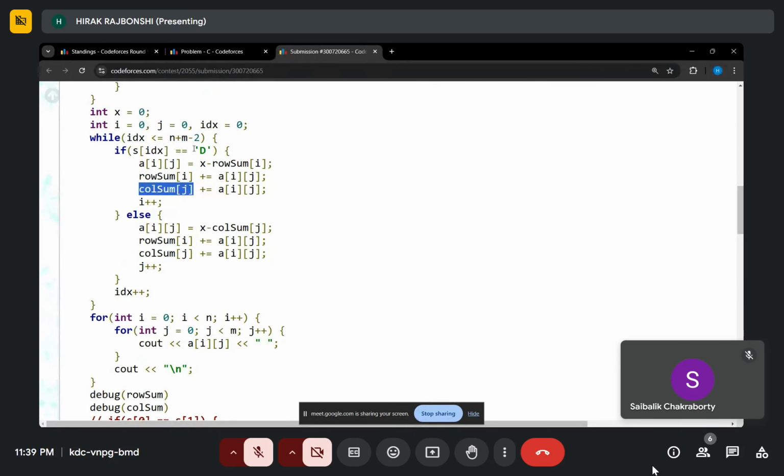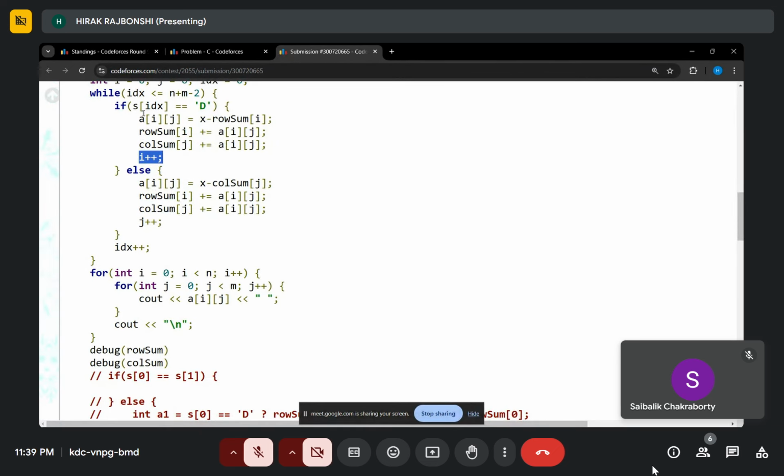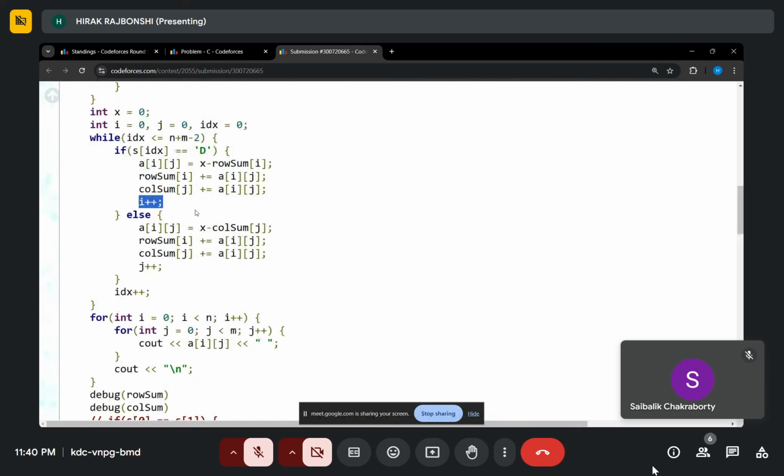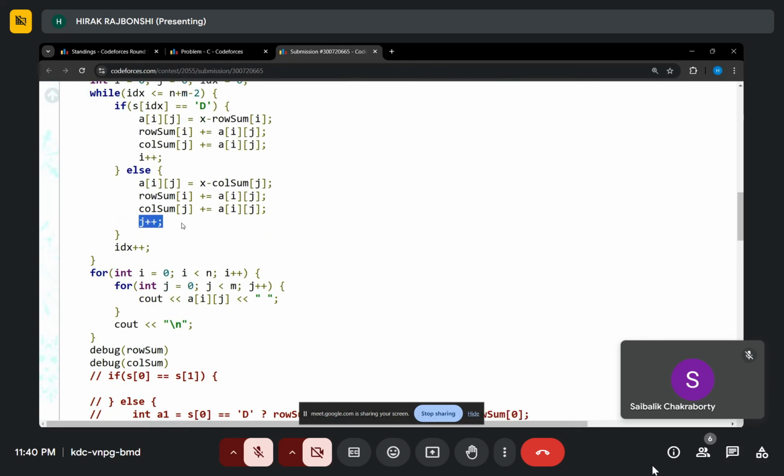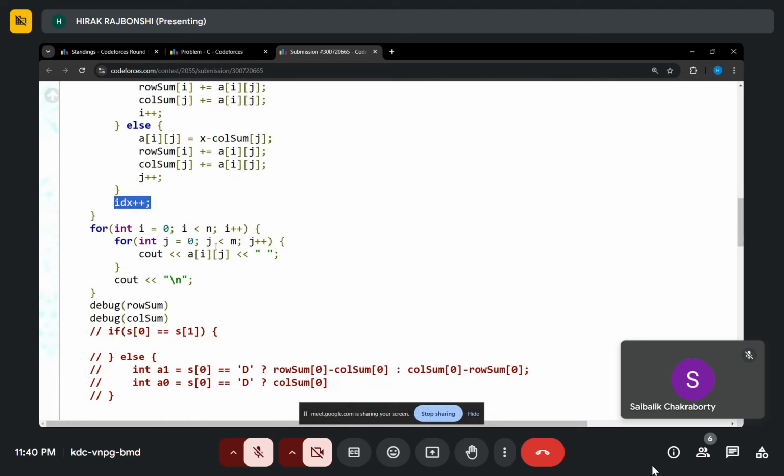Then as we go down, I increase the value of i. i is basically the row number and j is the column number. And if s of idx is not equal to D, that means it is R. So I am subtracting column sum from x and updating row sum and column sum, and increasing the column number, and increasing idx. So this is the implementation.